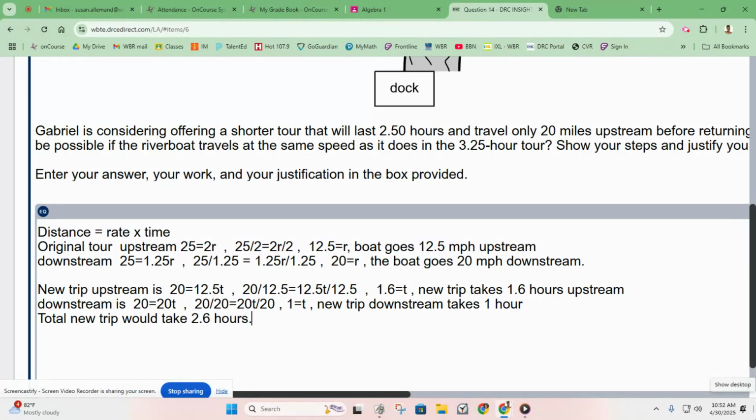The question asked, can he do this trip in 2.5 hours? So the answer is no. And I'll put the new trip would take 2.6 hours, which is more than 2.5, comma, so he cannot offer this tour.